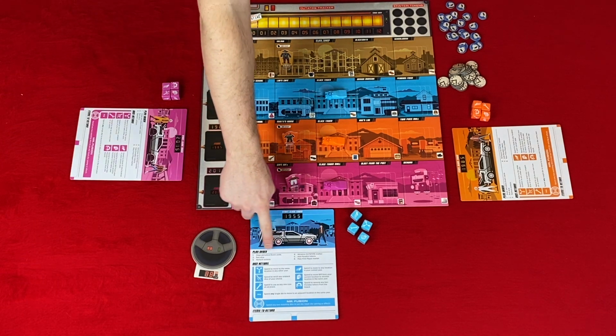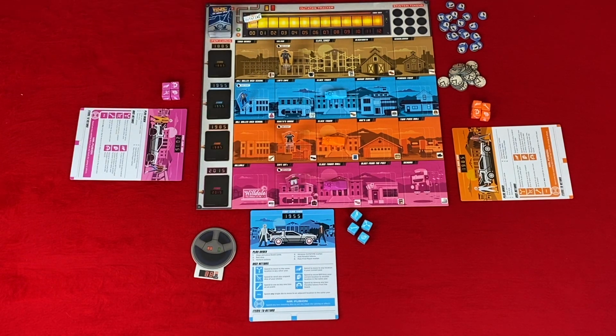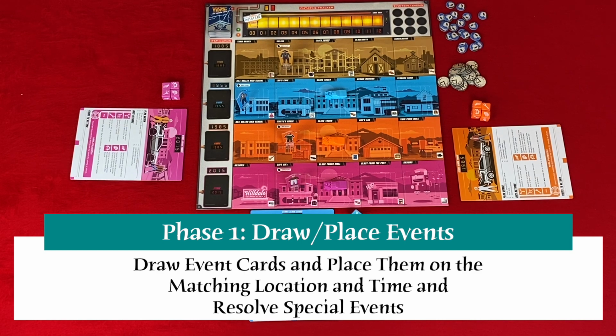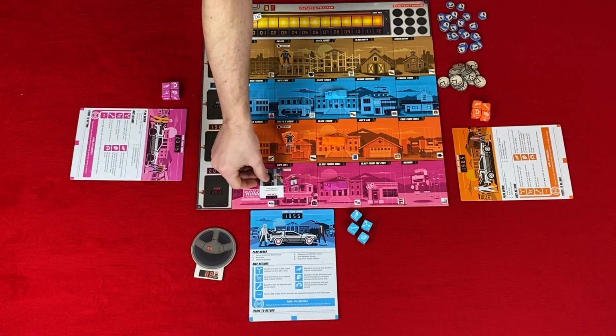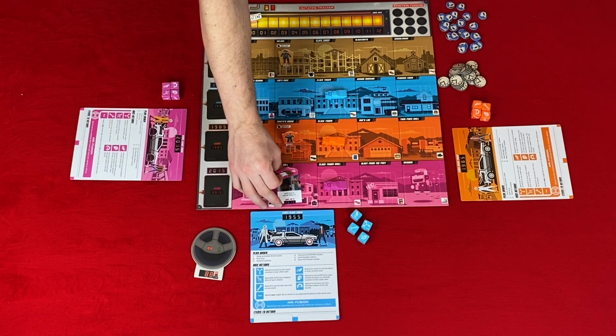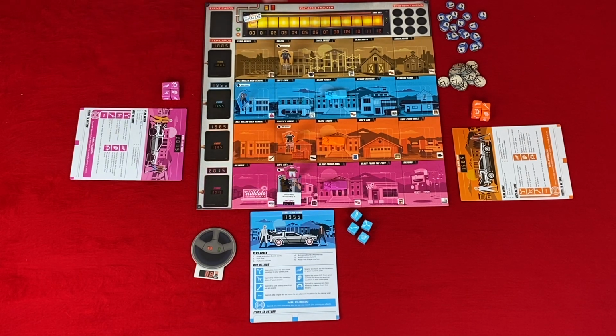Phase 1. Draw and place events. You will draw a number of event cards based on the number of players. In a 2-player game, you'll draw 3. In a 3-player game, you'll draw 5. And in a 4-player game, you will draw 8 event cards. If it is a location event, you'll place it in its specific location and check for a chicken icon.